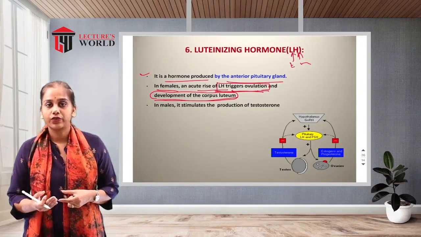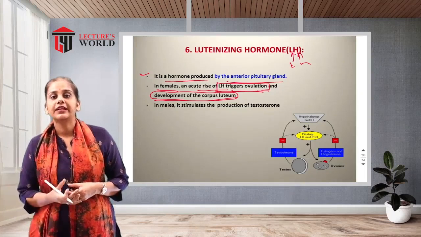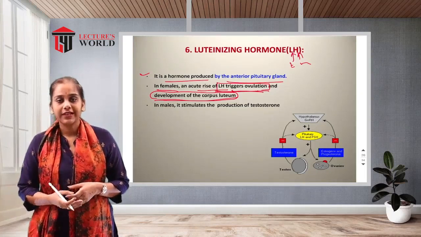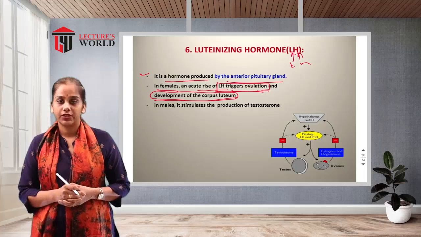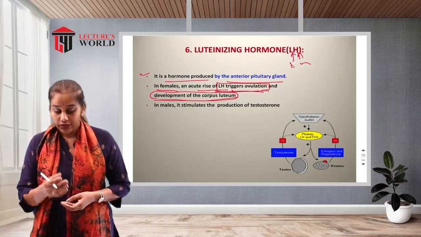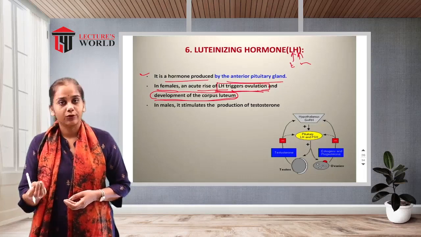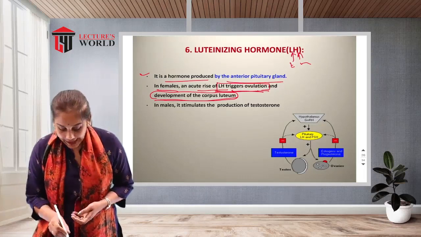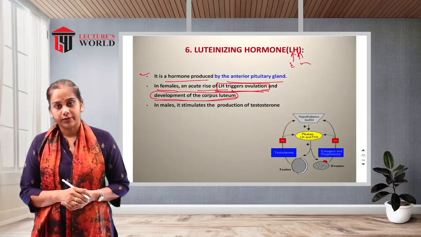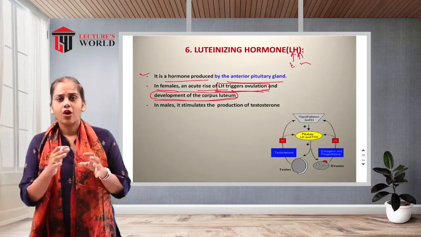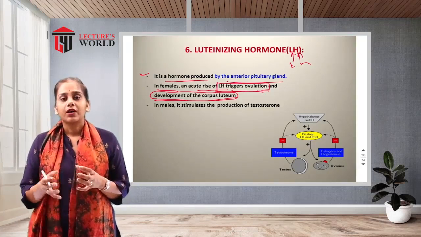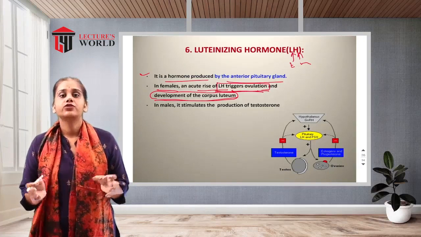What is ovulation? The ovum is released from the ovary, and that is known as ovulation in the female. So LH, luteinizing hormone, triggers ovulation in the female and the development of the corpus luteum. The corpus luteum is also a phase of the menstrual cycle.